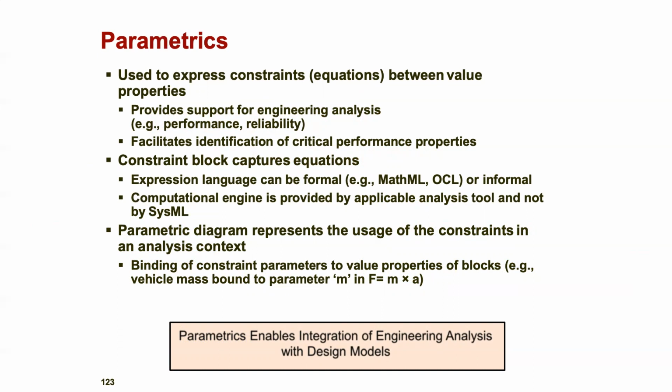As is typical for doing systems engineering, there are usually a lot of different tools that you bring together for the analysis. A parametric diagram represents the usage of the constraints in an analysis context. Binding of constraint parameters to value properties of blocks is what we're trying to do.